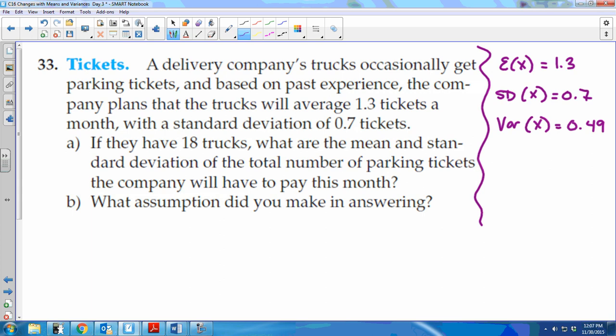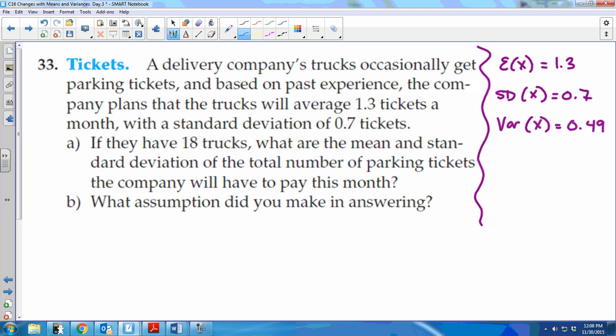Okay, 0.49. Okay, so we just square the standard deviation. All right. You square the standard deviation. Oh my gosh, she was silent. I know.